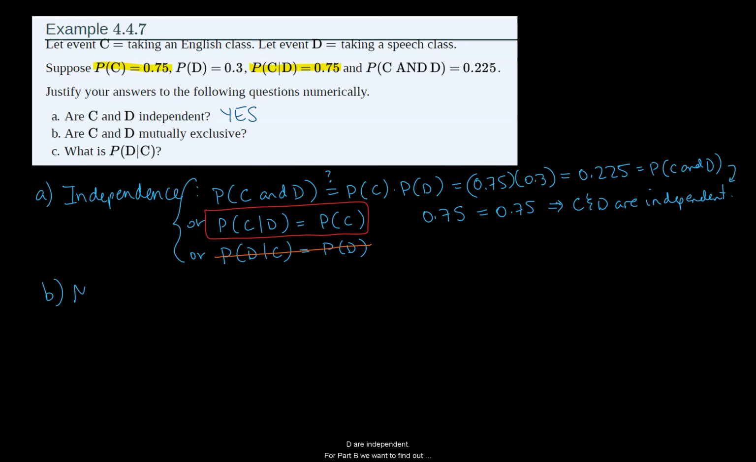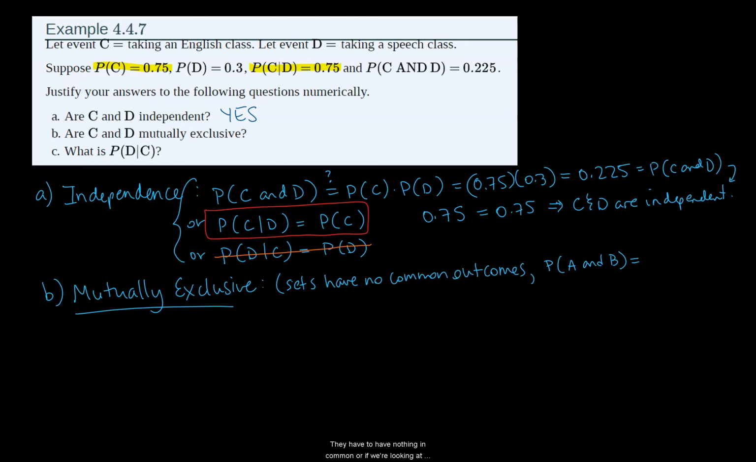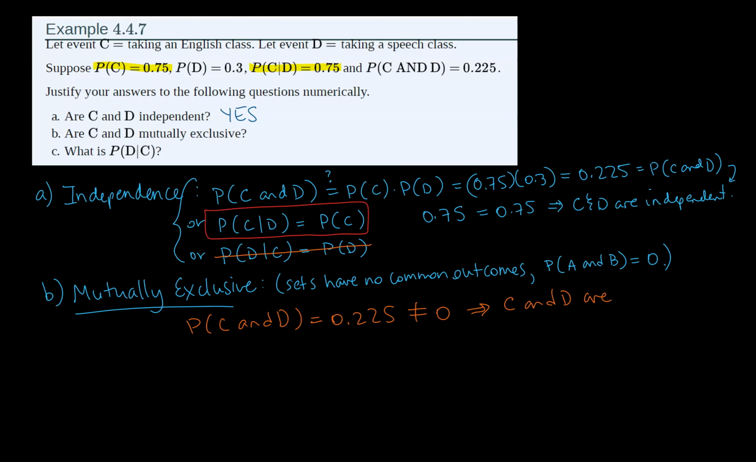For part B, we want to find out if C and D are mutually exclusive. For sets to be mutually exclusive, they have to have nothing in common. Or if we're looking at their intersection, the probability of the intersection is 0. Above, we're given the probability of C and D is 0.225, which is absolutely not 0. Since the probability of the intersection is not 0, C and D are not mutually exclusive.